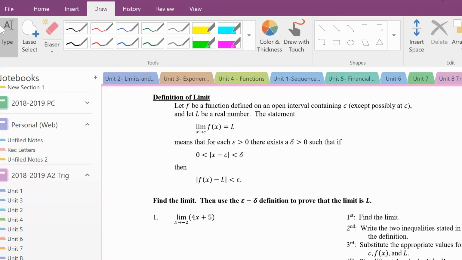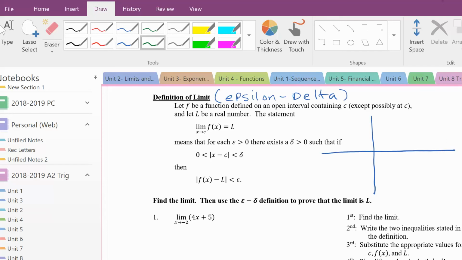Welcome to the next page, which talks about the definition of a limit. This is also known as the Epsilon-Delta definition. Basically what this says is, if you have a graph, and let's say you have an x-coordinate here, c, and we find the limit at c to be L right here. So notice, there's L, there's c.